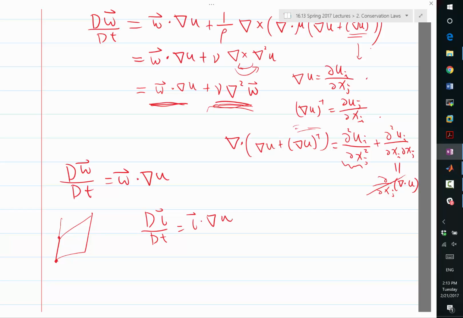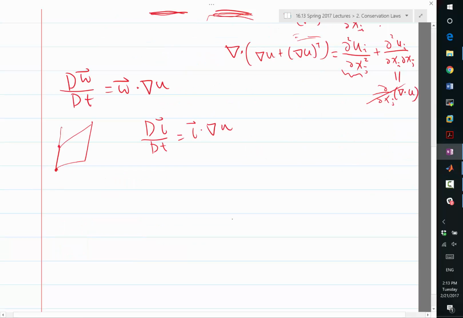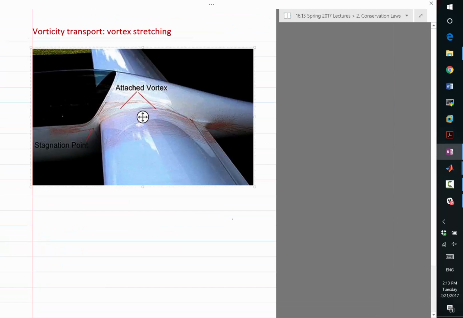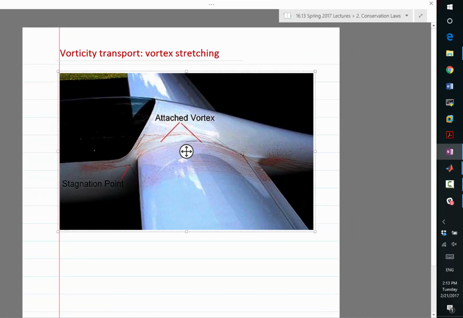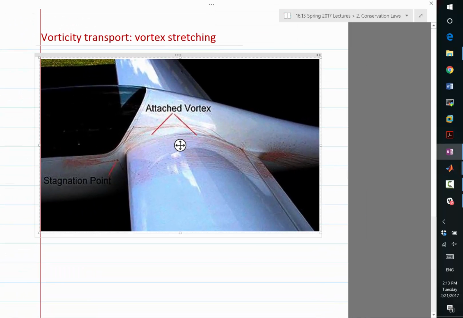So that's why you have no vorticity stretching or tilting in the two-dimensional flow field, because the vorticity points in the third direction, and that line is always moving as the same line. But in a 3D flow field, that's not the case. Let's take an example. Let's look at an airplane. An example where you have a lot of vortex stretching is around the wing-fuselage junction.